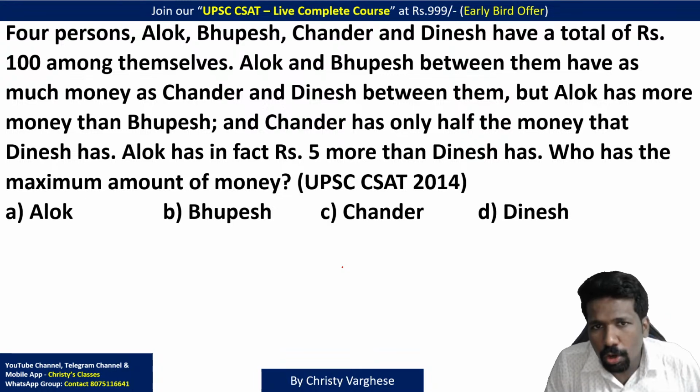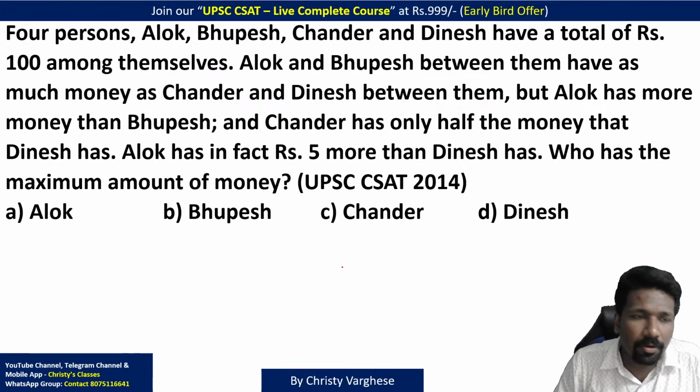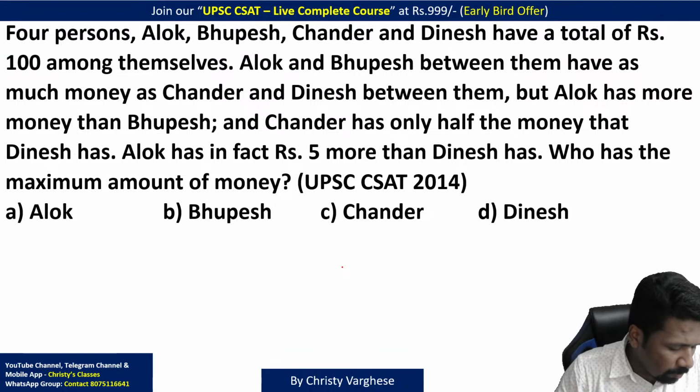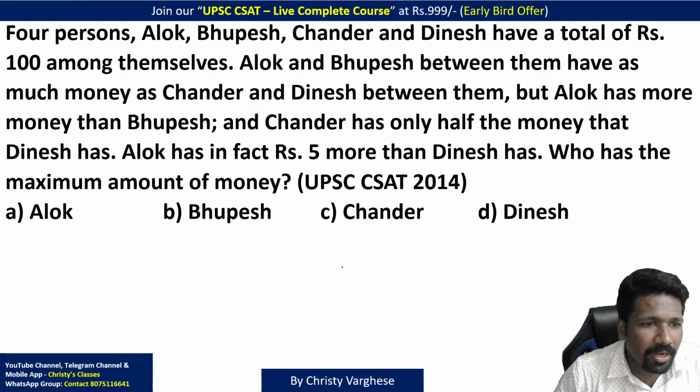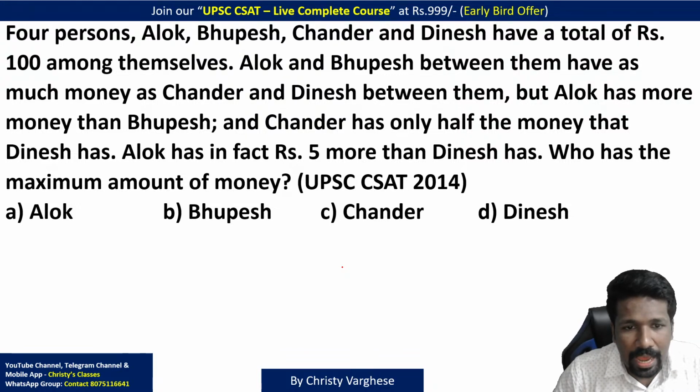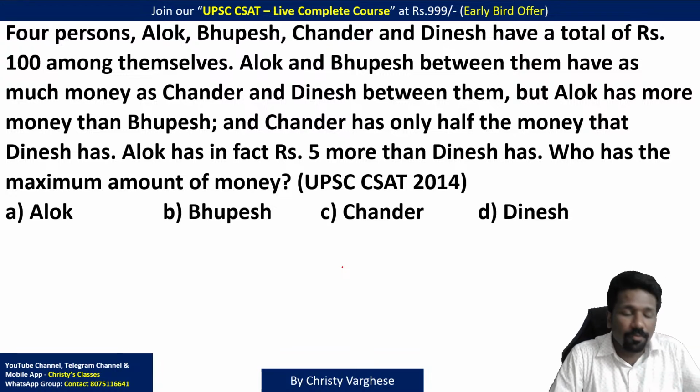4 persons, Alok, Bhupesh, Chandar, Dinesh, have a total of rupees 100 among themselves. Their first letters are A, B, C, D respectively. So A, B, C, D total 100. A and B between them have as much money as Chandar and Dinesh between them. But A has more money than B and C has only half the money that D has. Alok has in fact 5 more than Dinesh has. Who has the maximum amount of money?